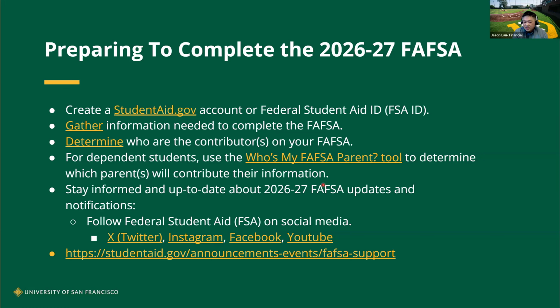Stay informed and up to date about the 26-27 FAFSA updates. Things have stabilized a little, but in the past year or two, actually, there have been many updates to the FAFSA and financial aid process. Federal Student Aid is providing updates as they have them regarding the FAFSA. You can also follow their social media. They're on all major platforms such as X, Instagram, Facebook, and YouTube. And that's the link, studentaid.gov/announcements, where they will post any announcements or changes to the 26-27 FAFSA.